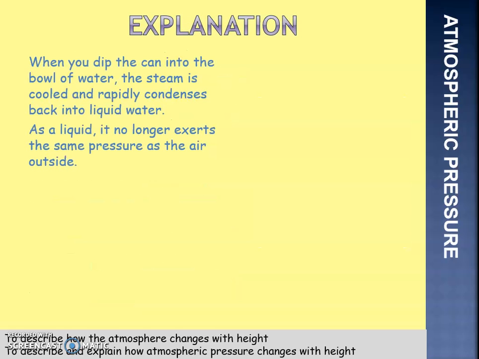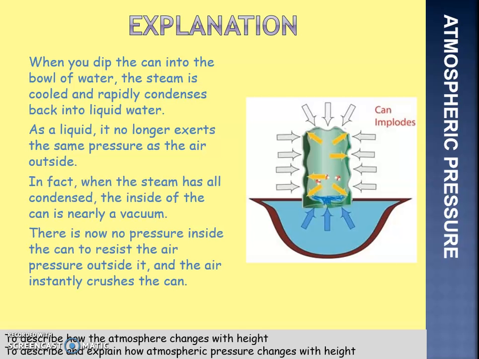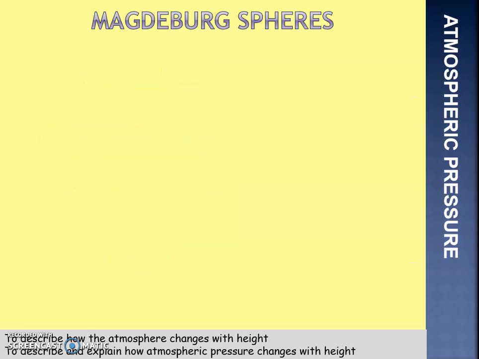However, when we dip the can into the bowl of water, the steam cools really quickly and rapidly condenses into liquid water. Because it's a liquid, it's not exerting that gas pressure anymore, so the pressure inside the can has suddenly dropped. So we can see what's happening there. Outside, we've got lots and lots of air pressure on the outside, but on the inside, the pressure's suddenly really low. When the steam's all condensed, the inside of the can is nearly a vacuum, and so now there's no pressure inside the can to resist the air pressure outside it. The air instantly crushes the can. That can is being crushed by atmospheric pressure.